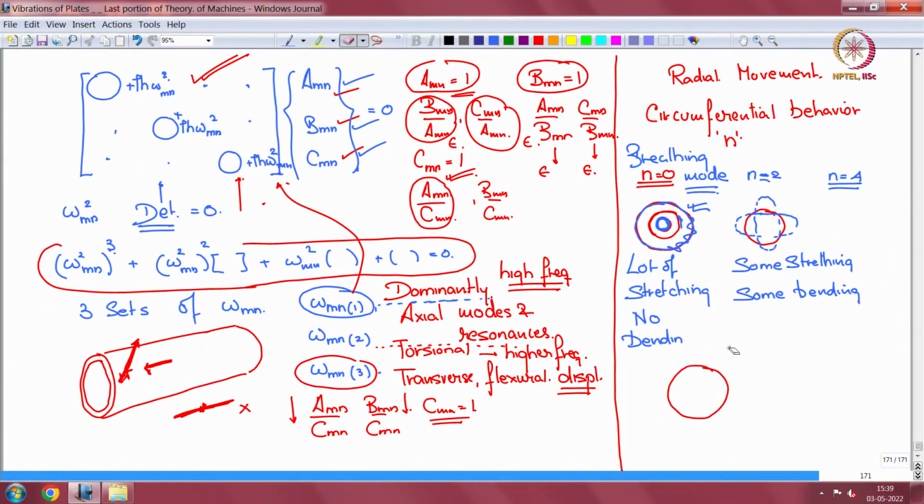Messed it a little bit. Okay. So, yeah, something like that. More symmetric, but you can see that there is a lot more bending, and hardly any stretching, less stretching.